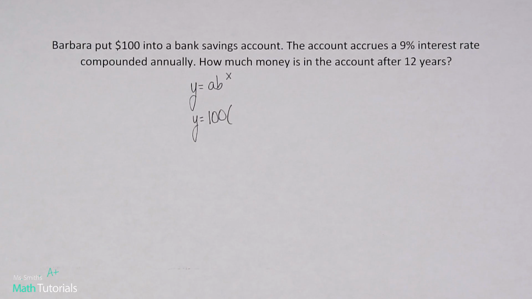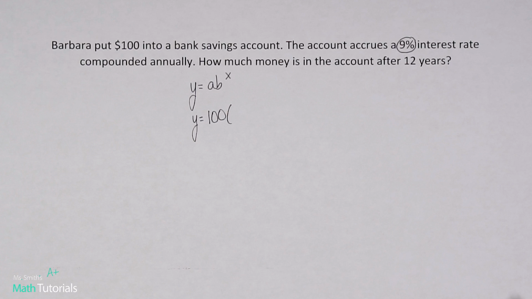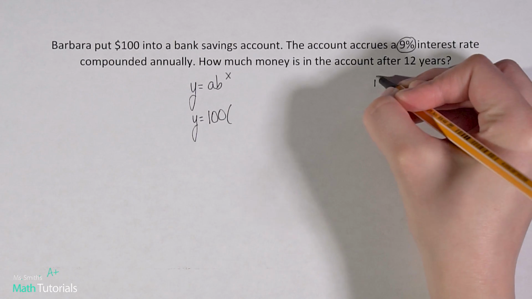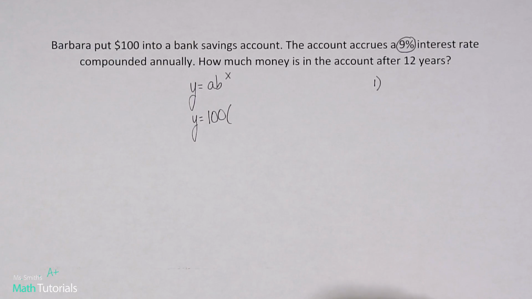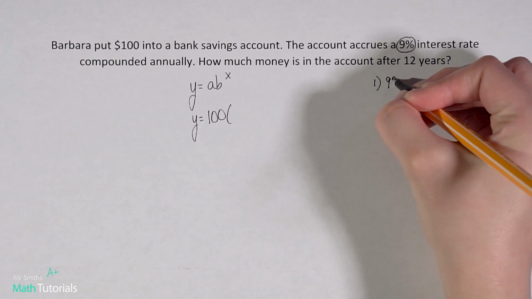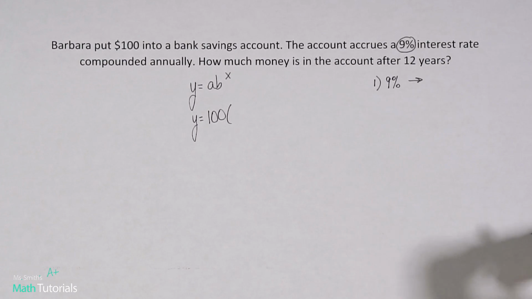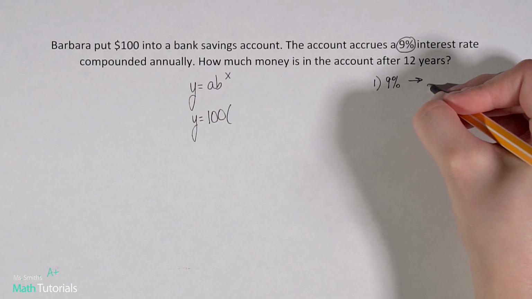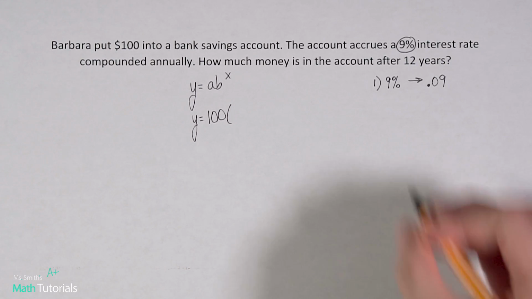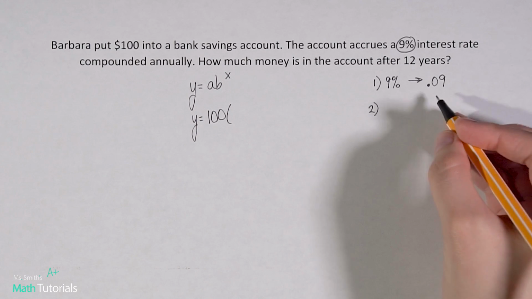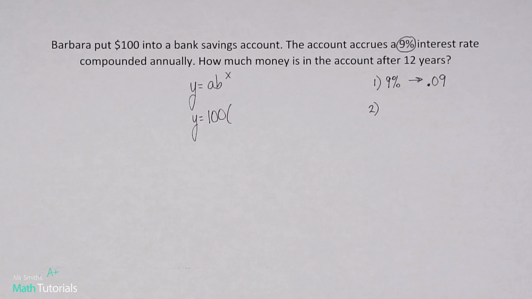Now I need my B value. Again, they love giving us those percents. So we've got to get used to doing our two-step to turn that percent into an actual B value that we can use. All right, first step, turn that percent into a decimal. So whatever method you want to use, you should get 0.09. Okay, step 2, take that and decide, are we increasing or are we decreasing?